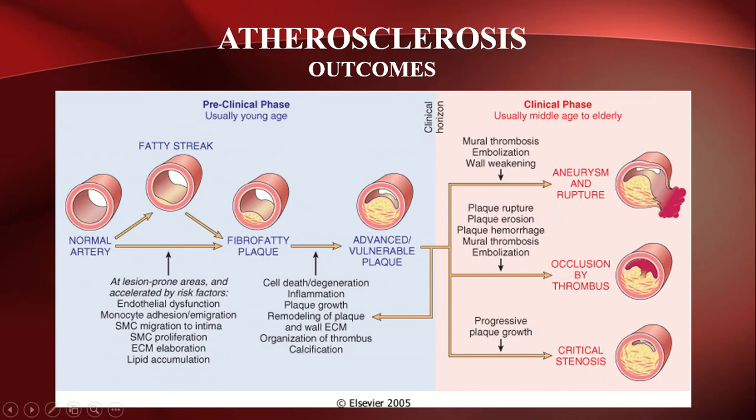Here you see the illustration of the outcomes of the atherosclerosis. Here the preclinical phase, usually in young age. We discussed the formation of the fatty streaks, which continue to the fibrofatty plaque and the advanced and vulnerable plaque. But here this is the clinical phase, usually in middle-aged to elderly patients. We see the formation of the aneurysm and the rupture of the blood vessels, occlusion by thrombosis, and the critical stenosis.